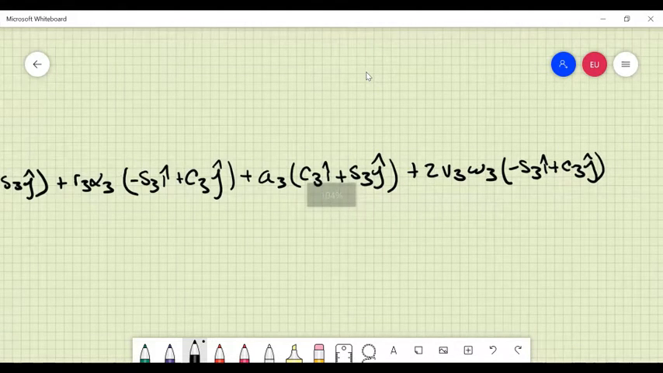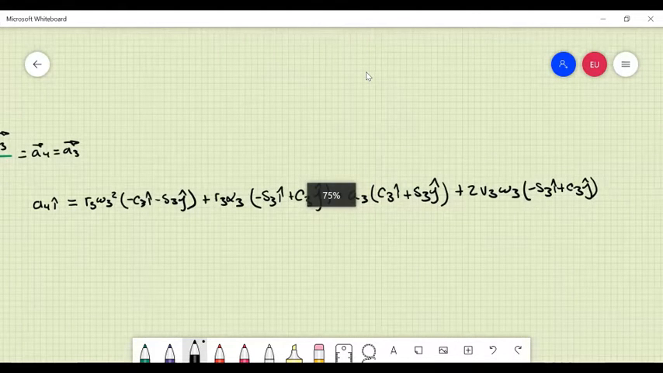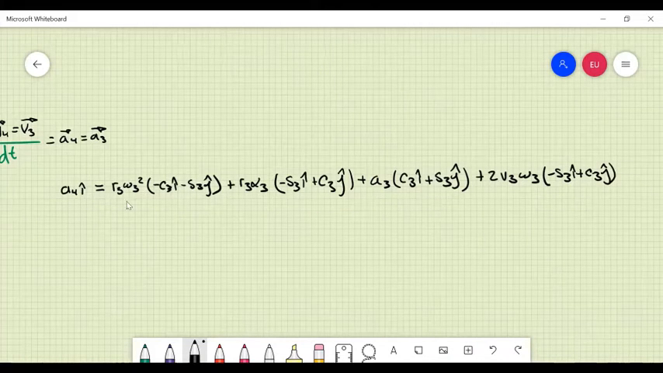I think that's it. So I have the component that has omega squared, alpha, which is the angular acceleration, the linear acceleration, and the Coriolis component, right? All this is just because of that guy here.